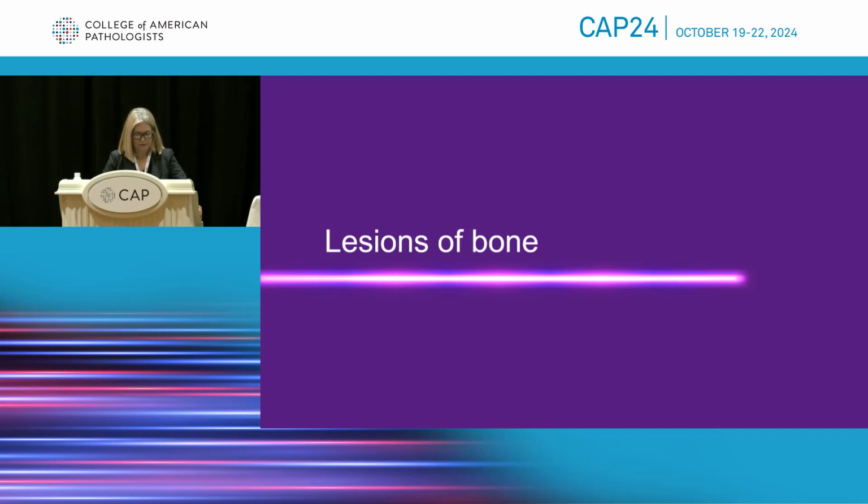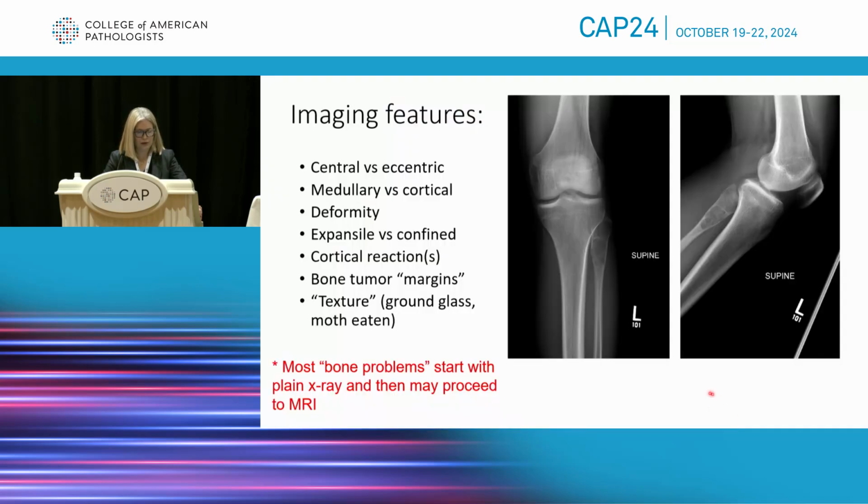So what are we looking for? Same stuff, except: is this central, is it eccentric, is it medullary based versus the cortex, deformity, expansile, et cetera. I'm going to add in a couple of other things: a cortical reaction, which will tell you a lot, and then texture. So here, ground glass, of course we know what that means, but moth-eaten is associated with lymphoma.